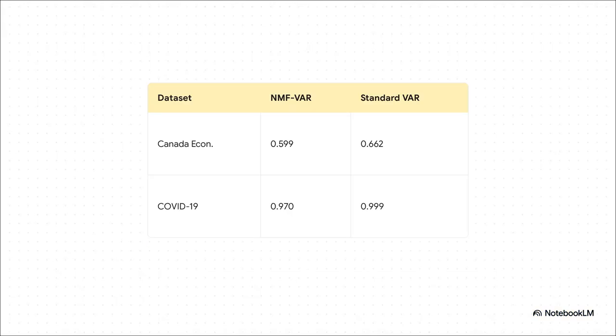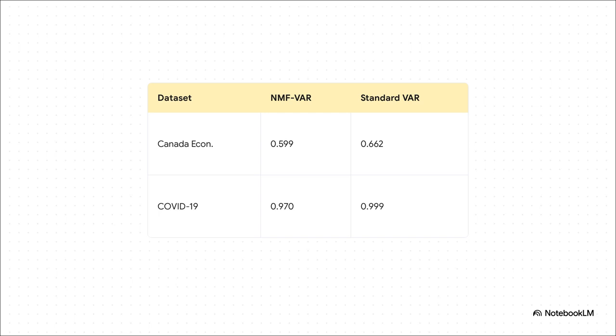Now let's be real, there's always a trade-off. And you can see here, the standard VAR model can eke out a slightly higher R-squared value. It gets a 0.999 versus a 0.970. But let's really think about what that means. You're sacrificing a tiny, tiny fraction of predictive accuracy for a model that is 90% less complex, way more stable, and most importantly, actually interpretable. I don't know about you, but in any real-world project, that is a trade I would take every single day of the week.